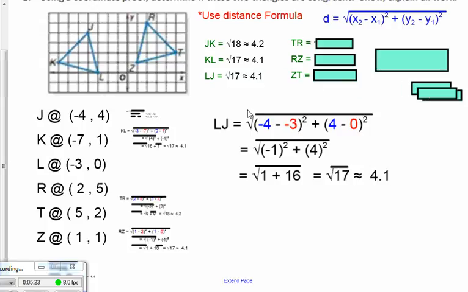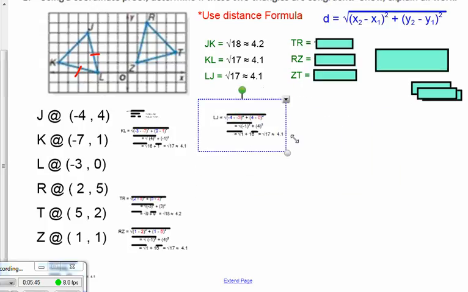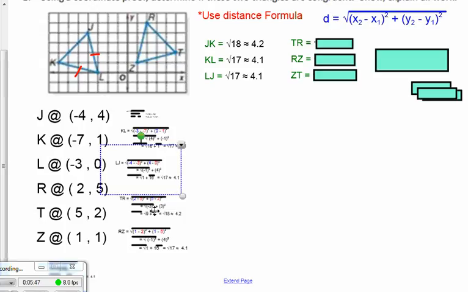Okay, and this makes sense. If we look at our triangle here, they look like they're all pretty close in size. They're not exactly the same size, but they look pretty close. This one, K to L, is exactly the same as L to J. So actually, I can draw that on here and say this one is the exact same size as this one. Okay, so we've got 3 of our side lengths determined.